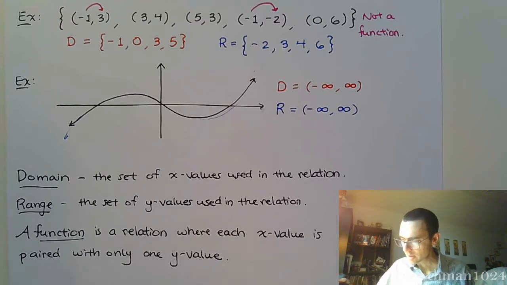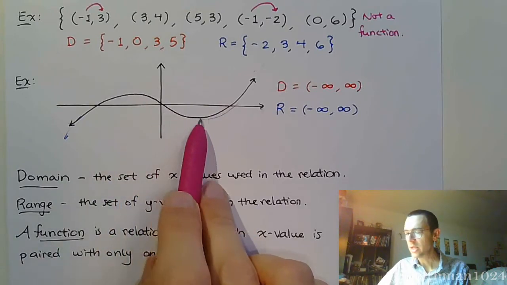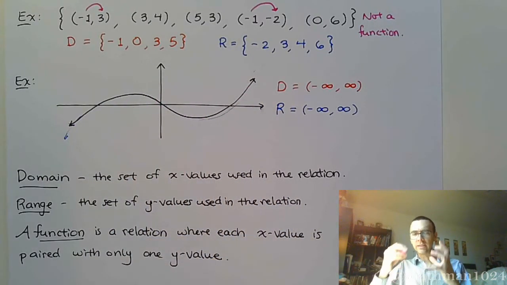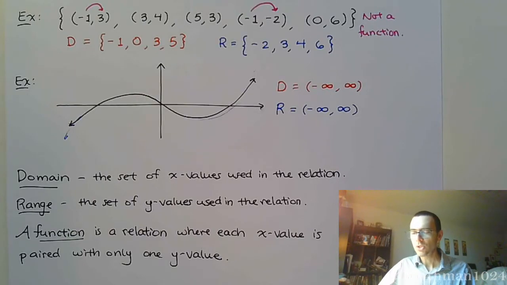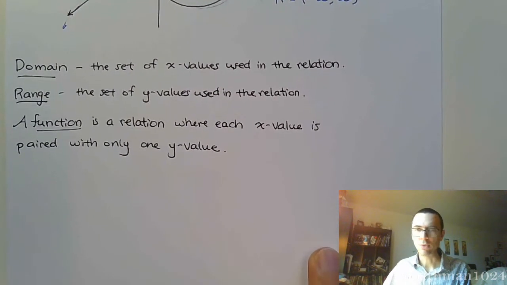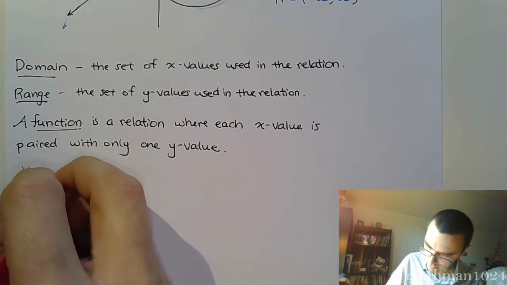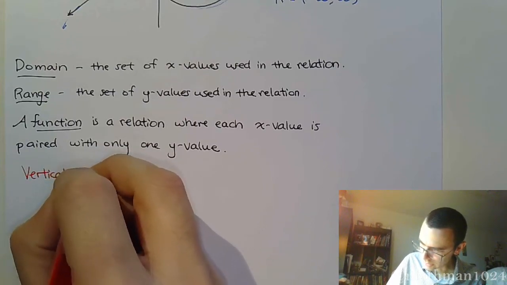What about this wavy graph right here? Is it a function? Well, we don't have the list of ordered pairs so that we can go through one by one and see if it's a function or not. So we have this neat little test called the vertical line test. And I'm sure you guys remember that. It's nice and easy.